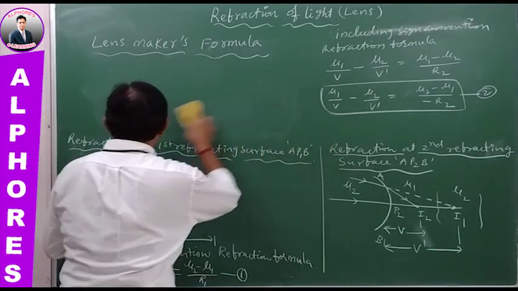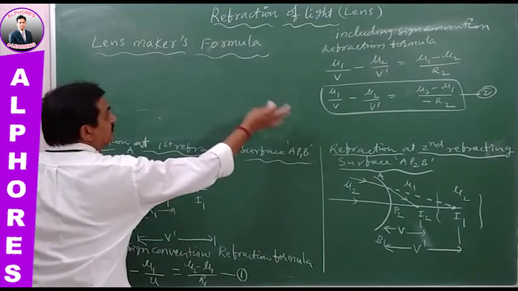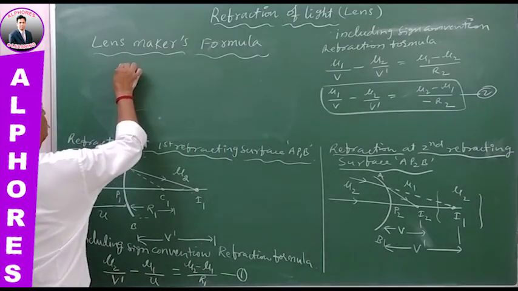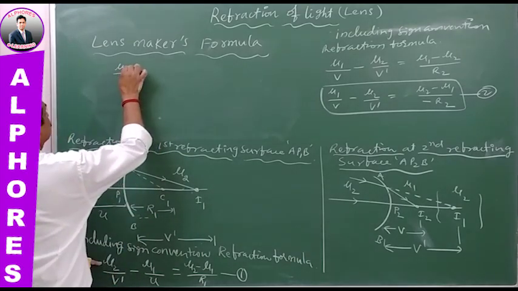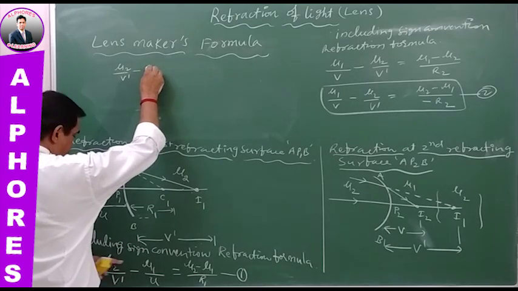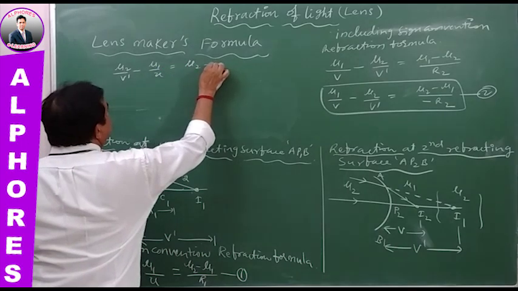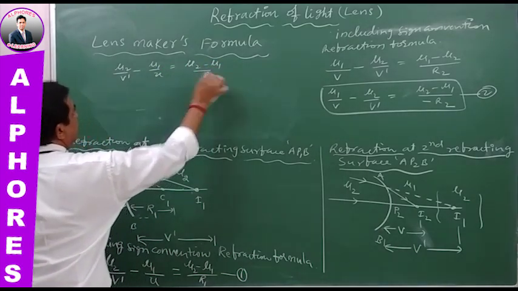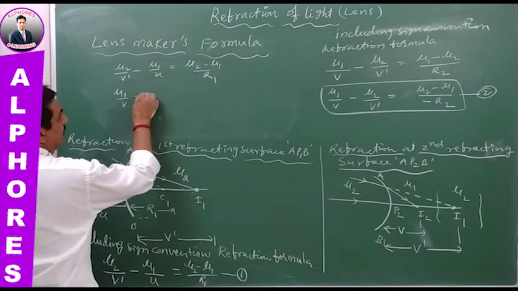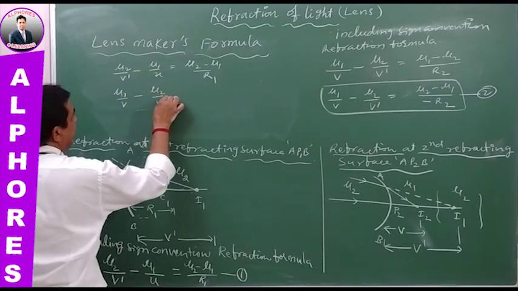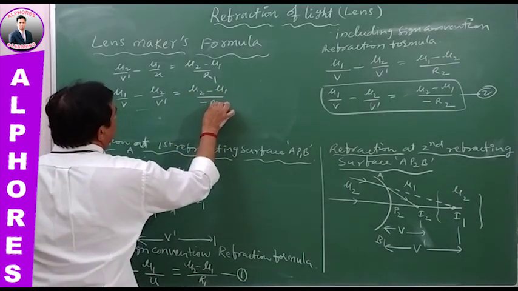This is equation 1 and this is equation 2. So equations 1 and 2: mu 1 by V minus mu 2 by V dash, and mu 2 by V dash minus mu 1 by U is equal to mu 2 minus mu 1 by R1. And the second one is mu 1 by V minus mu 2 by V dash is equal to mu 2 minus mu 1 by minus R2.